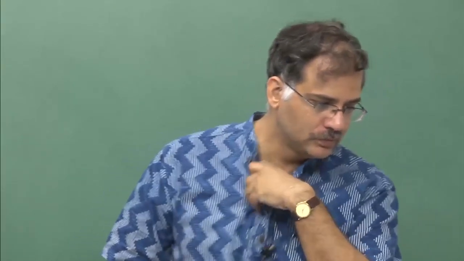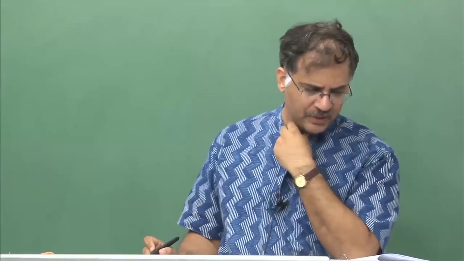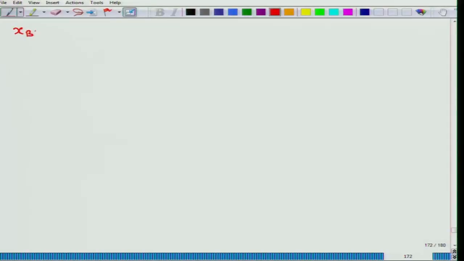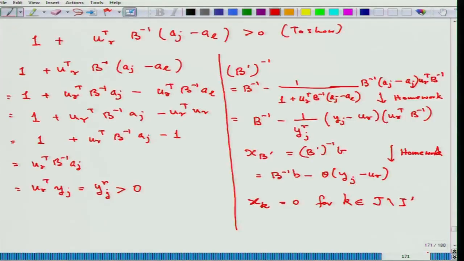Now, once you know x b dash, you can prove that x b dash is also bigger than 0. From here you have to prove that x b dash is also bigger than 0. How you prove that x b dash is bigger than 0 would be your concern. Of course, b inverse b is bigger than or equal to 0, and you have to prove that the other term is actually negative. This theta is positive, so you have to prove that this is negative to prove that this is bigger than 0. So, your job is to show that this is bigger than 0.